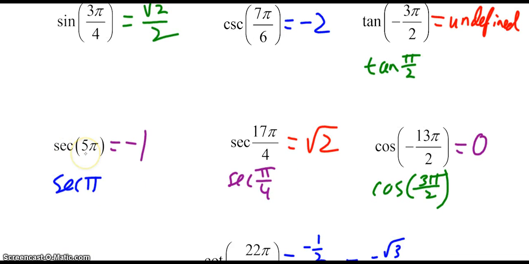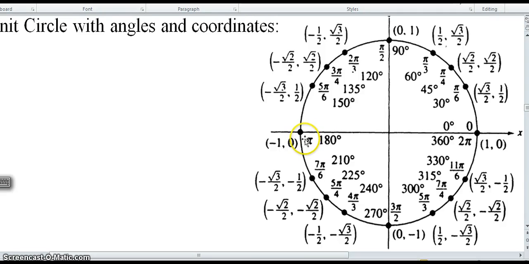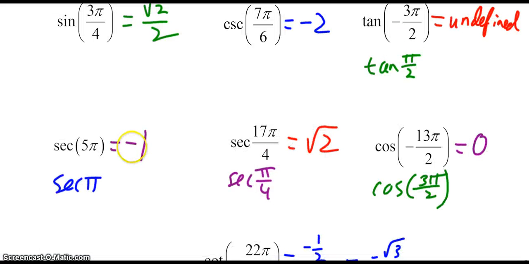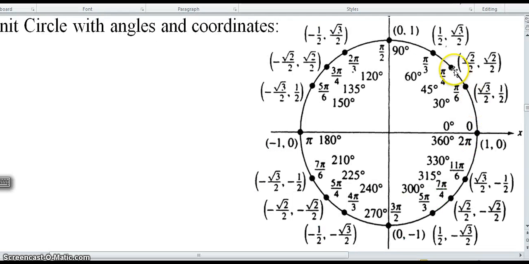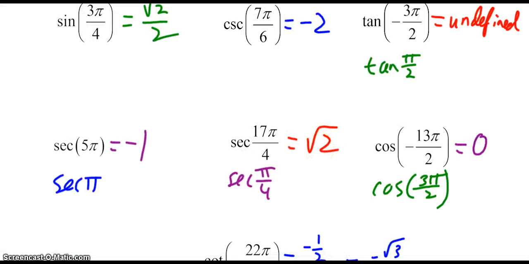The secant of 5 pi, and pi are coterminal angles. So the secant of pi is the reciprocal of the x value. The x value is negative 1. Therefore, the secant of 5 pi is negative 1. The secant of 17 pi fourths is the same as the secant of pi fourths. Those are coterminal angles. At pi fourths, the reciprocal of the x value is going to be root 2.